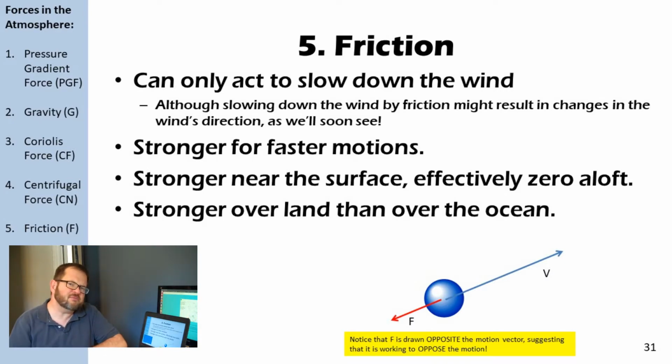So, if we are going to be thinking about how we're going to draw the vector associated with friction on a map or something like that, if we have an air parcel like this one that I have right here, and it's moving in the direction I have labeled V, we're always going to label friction as being exactly in the opposite direction as the velocity vector. Because all friction can really do is slow motion down.